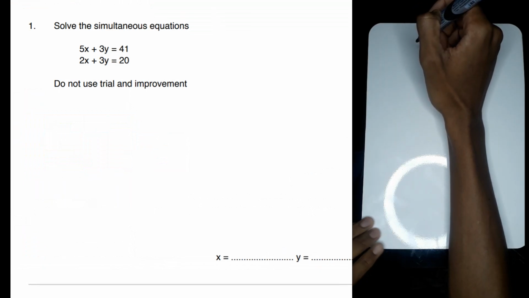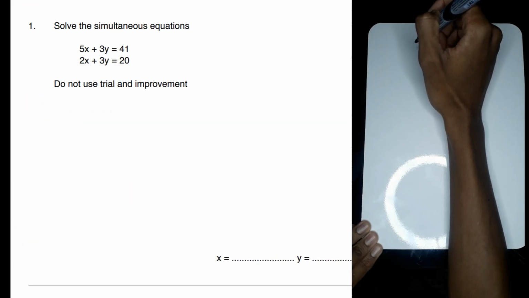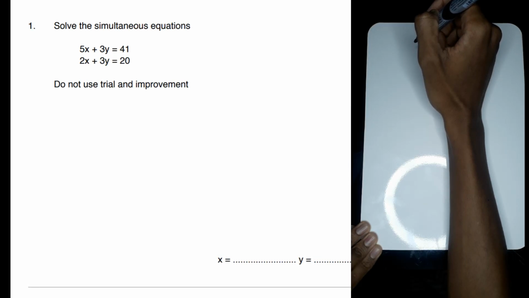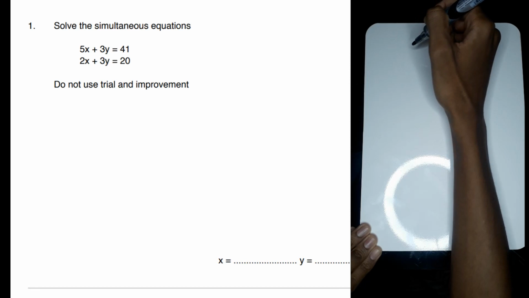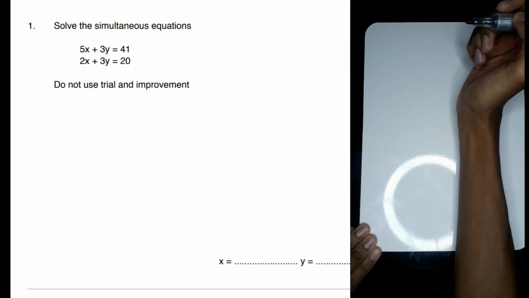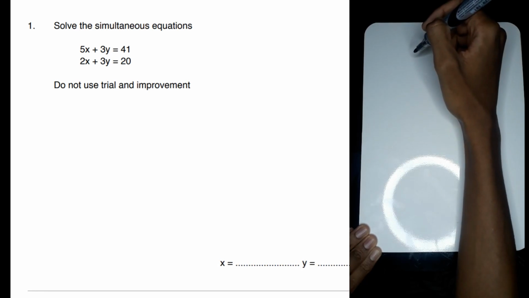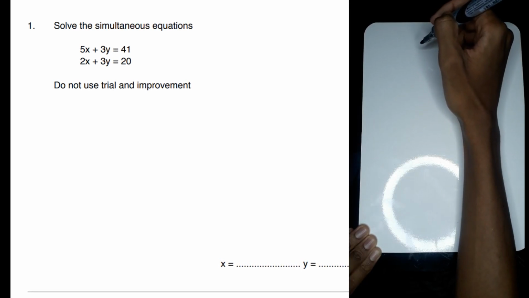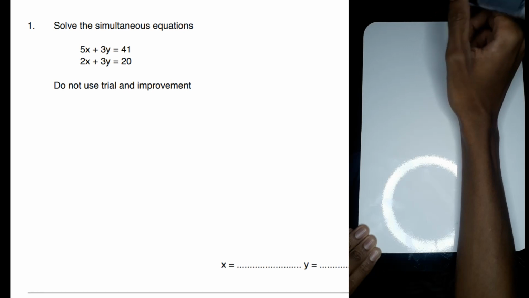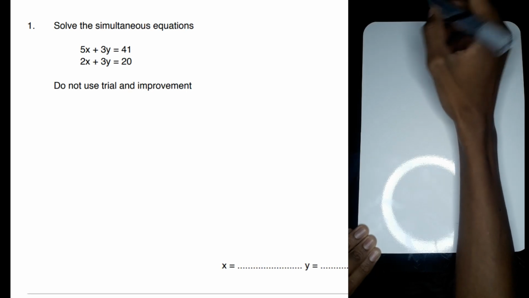Today we'll be solving simultaneous equations. First of all, you'd like to choose which variable you'd like to eliminate, and in this case I'll choose x. Wait, no, in this case you don't even have to choose because both y's are the same.